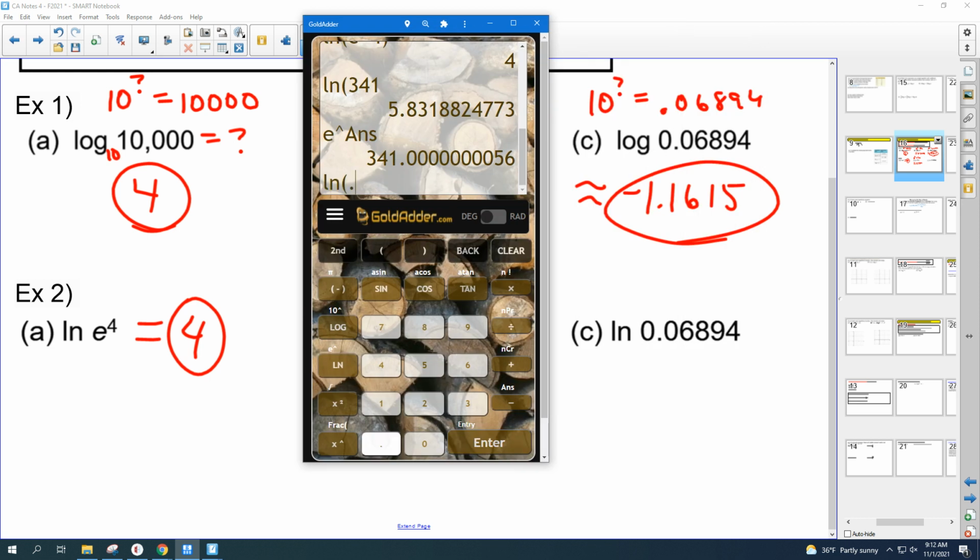So then what about natural log of 0.06894? Negative 2.6745.